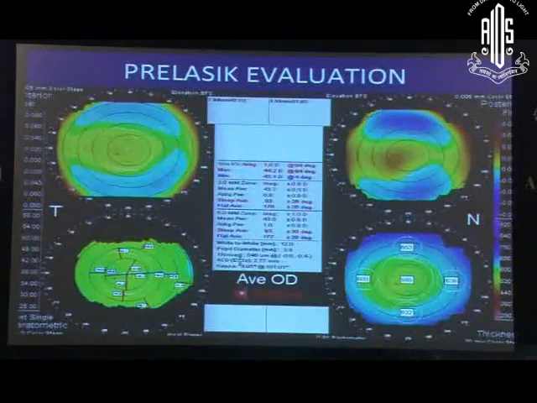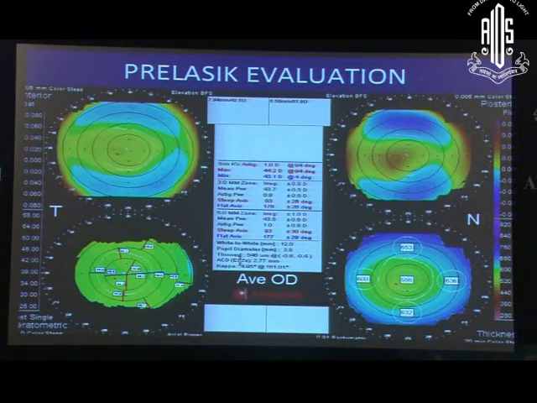So we get a case of LASIK, and you get a printout in front of you and say, doctor, can I undergo LASIK or not? So what do you do? Anterior elevation map. This is a quad map printout of Mr. Himanshu Matalia, right eye, of Orbscan. What are you seeing in the anterior elevation map?